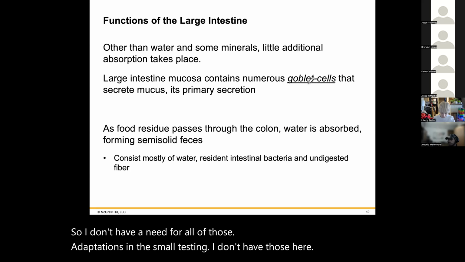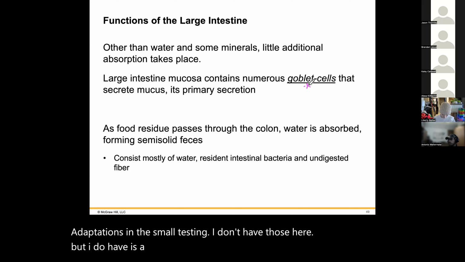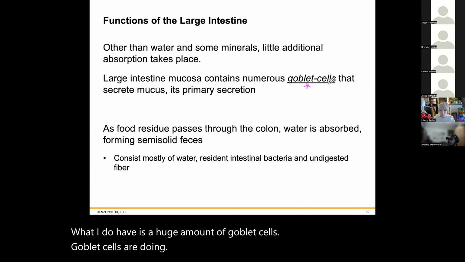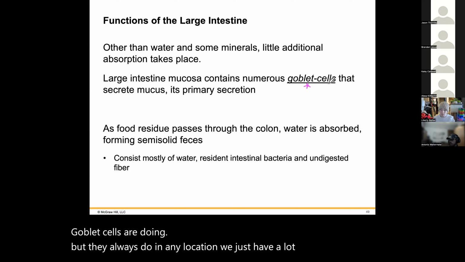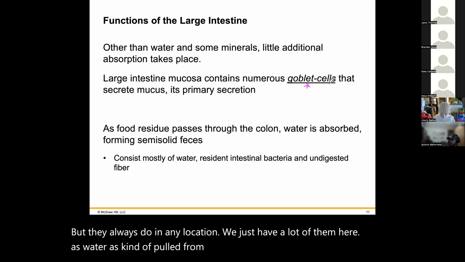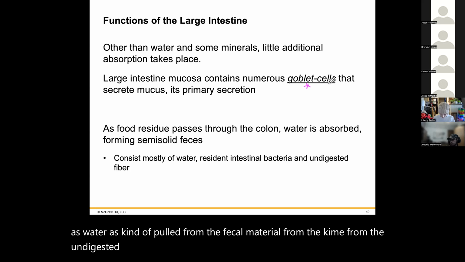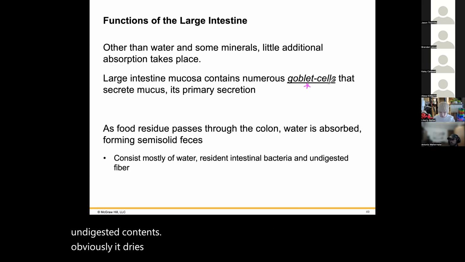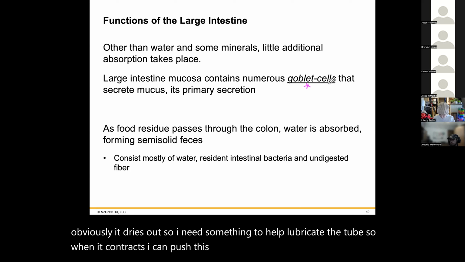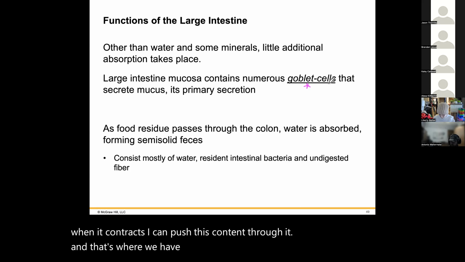What I do have is a huge amount of goblet cells. Goblet cells are doing what they always do in any location. We just have a lot of them here. As water is pulled from the fecal material, from the chyme, from the undigested contents, obviously that dries out. So I need something to help lubricate the tube, so when it contracts, I can push this content through it. And that's where we have all these goblet cells.